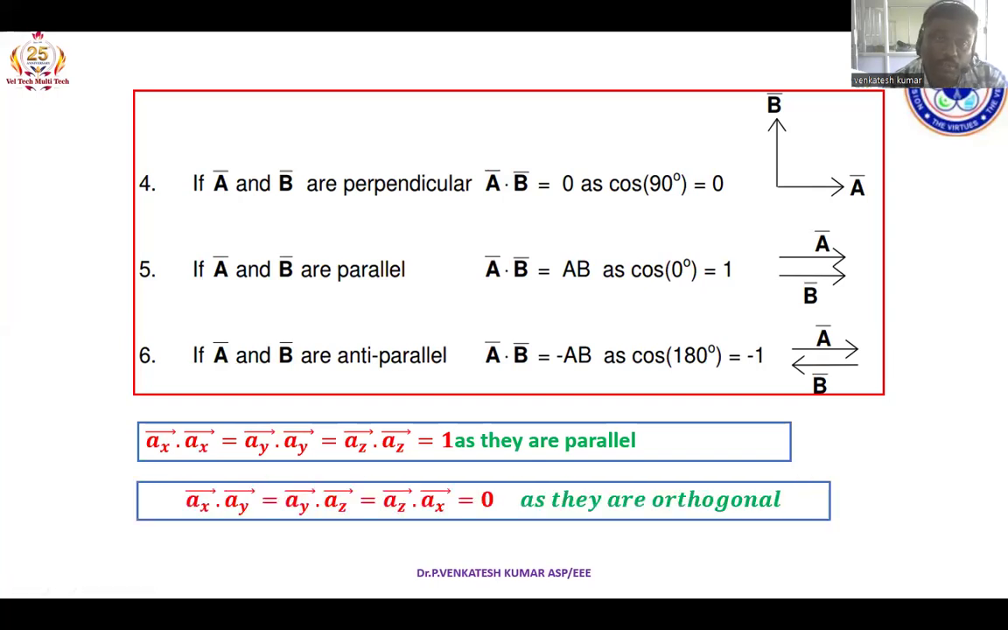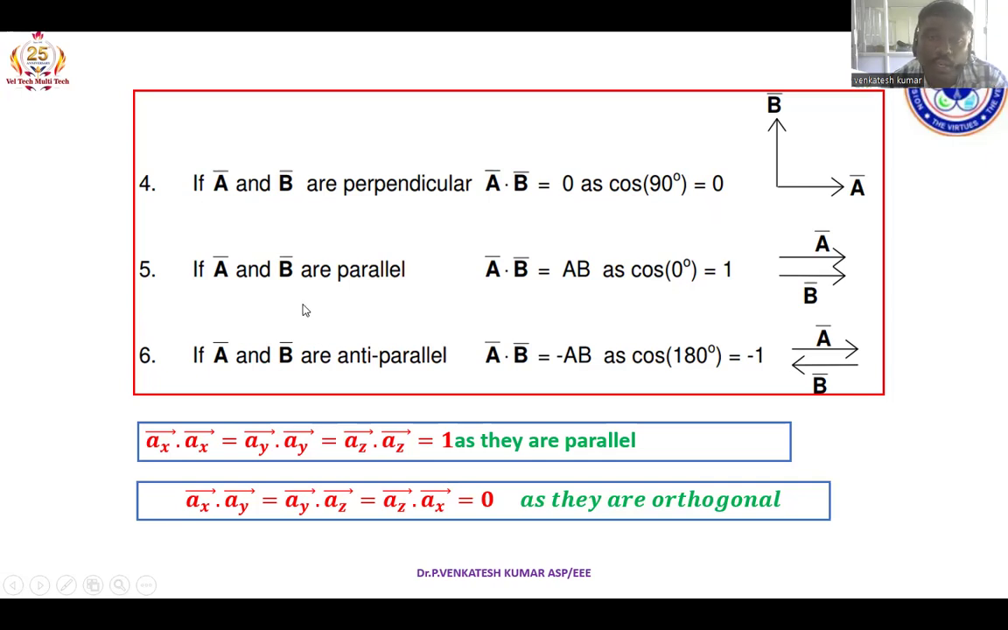If A vector and B vector are perpendicular, the formula is A vector dot B vector equals AB cos theta, that is, magnitude of A times magnitude of B times cos theta. Here theta is what? Perpendicular means 90 degrees, so theta is 90 degrees. Whatever the magnitudes are, if the two vectors are at 90 degrees, the final output is 0 only. The net effect is 0 if they are perpendicular. We want to remember it and note it.